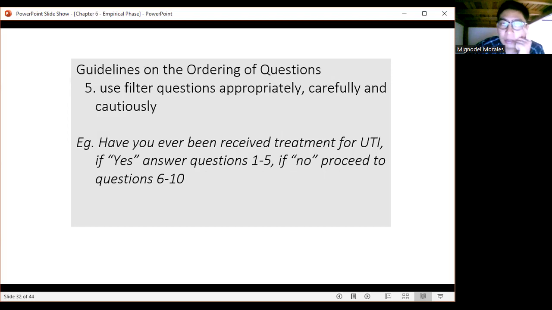Ingat lang dito kasi clear dapat yung inyong direction. Kunyari, have you ever received treatment for UTI? If yes, answer 1 to 5. If no, proceed to 6 to 10. So it must be clear that there are filtered questions. For example, kunyari, may mga nakaranas ng depression or anxiety. So pag sinabi nilang yes doon, tatalon sila sa iba't ibang parts of the questionnaire.